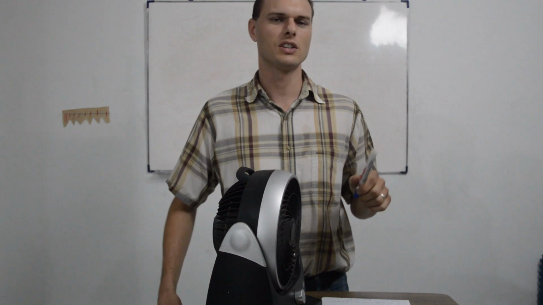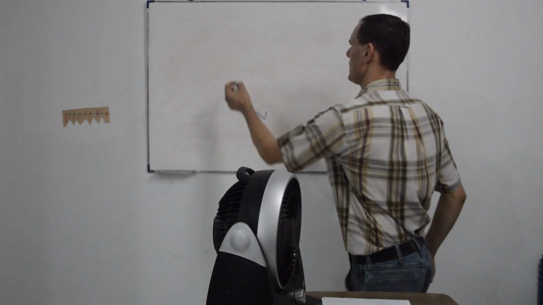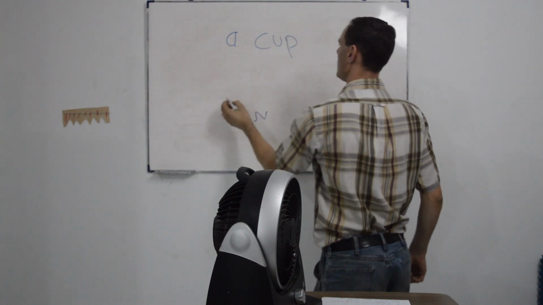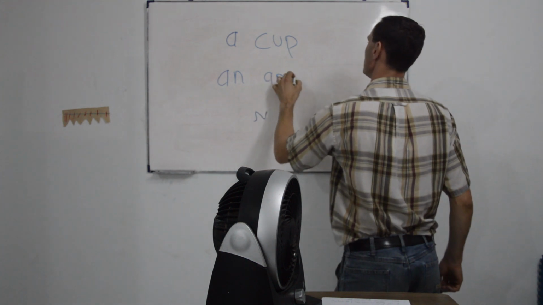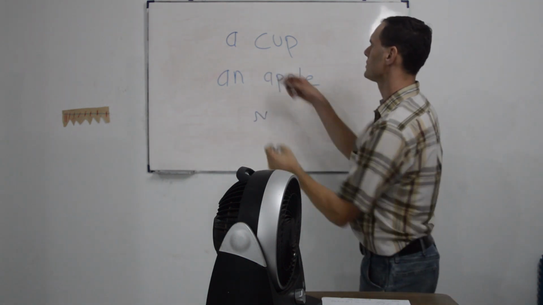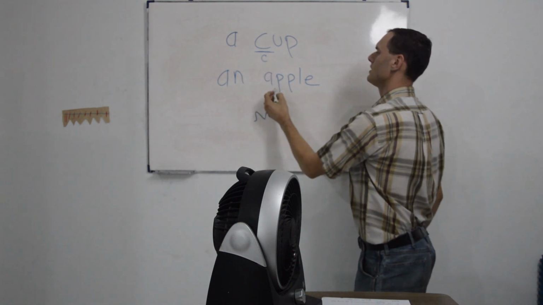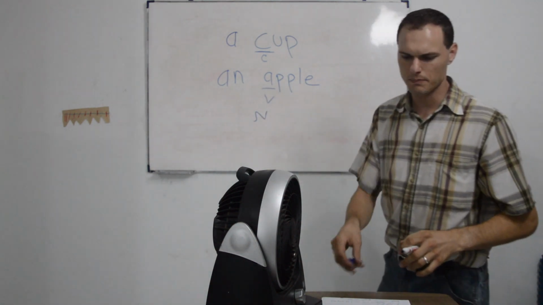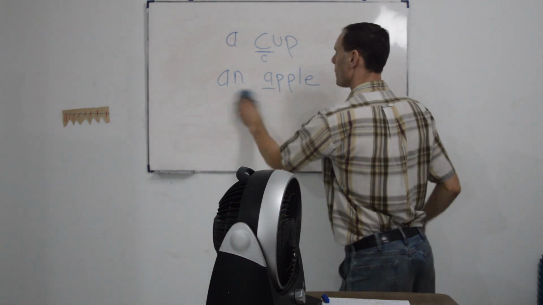Now, the important thing is there's a rule. A goes with consonants and an goes with your vowel sound on your next word. So we'd say a cup. Now we'd say an apple. Now the reason is because, see, this here is what determines. This is a consonant and this is a vowel. Now you see, use an apple, a cup. Pretty simple, really, but the thing is that rule is not real important.